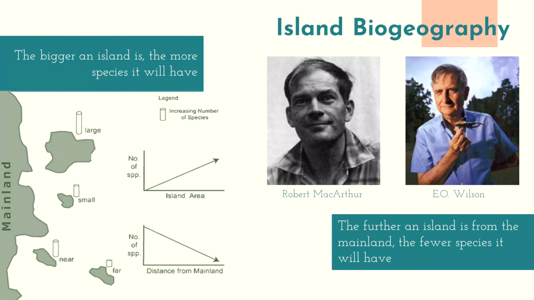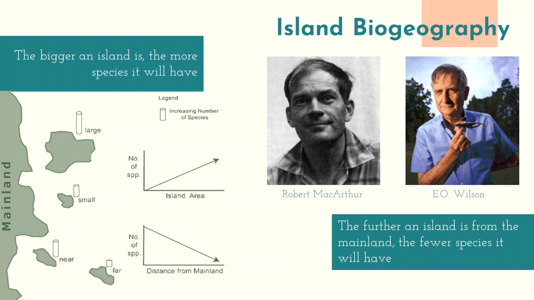The main scientific theory at the heart of biodiversity conservation systems, and something that we will be talking about a lot in this course, is island biogeography, which was developed in the late 1960s by Harvard biologists Robert MacArthur and E.O. Wilson. The theory has two main components. First is that the bigger an island is, the more species it will have. And secondly, the further an island is from the mainland, the fewer species it will have.